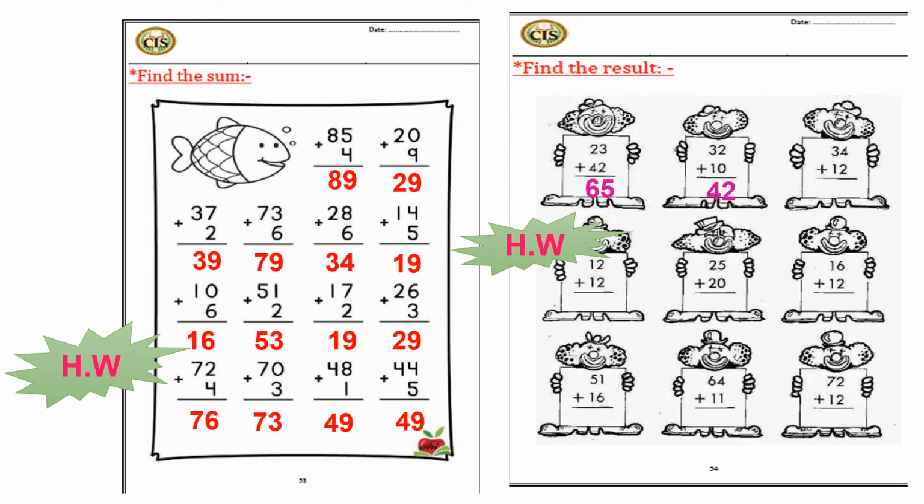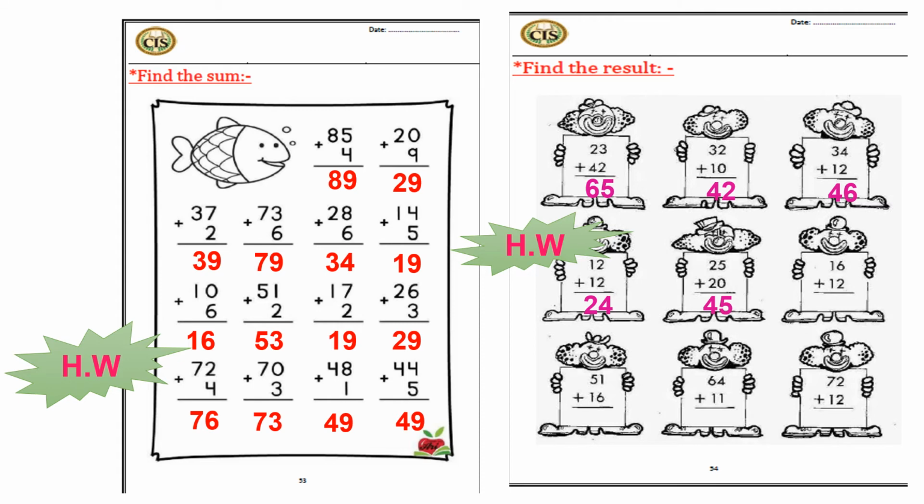34 plus 12. Ones with ones, tens with tens. 4 plus 2 equals 6. 3 plus 1 equals 4. So the sum is 46. Here we have 12 plus 12. Ones with ones, tens with tens. 2 plus 2 equals 4. 1 plus 1 equals 2. So the sum is 24. 25 plus 20. Ones with ones, tens with tens. 5 plus 0 equals 5. 2 plus 2 equals 4. So the sum is 45.